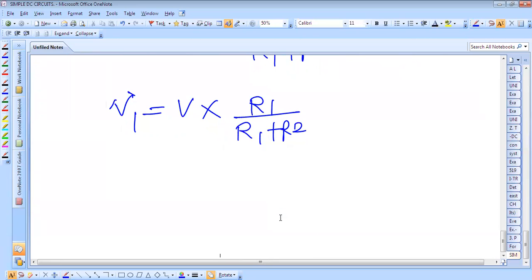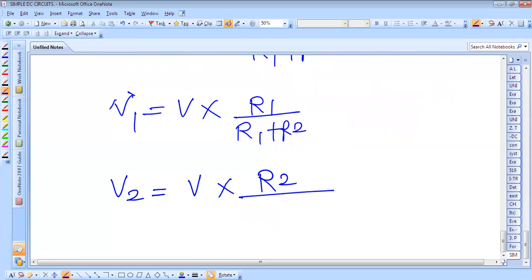Similarly, to find the voltage across the resistor R2, V2 is equal to total voltage into the resistance of that resistor divided by the sum of the two resistors. In this way we can find the voltage drop across series resistors. So let us take one example here.